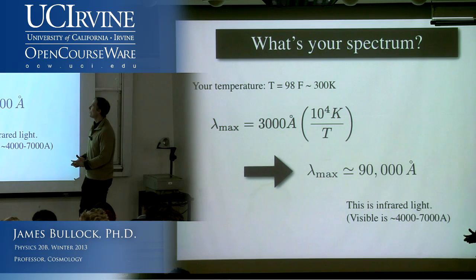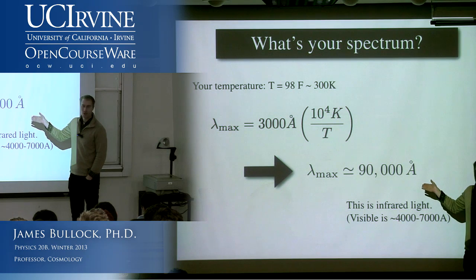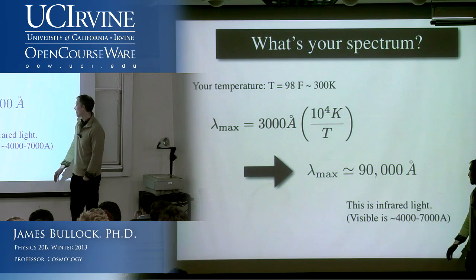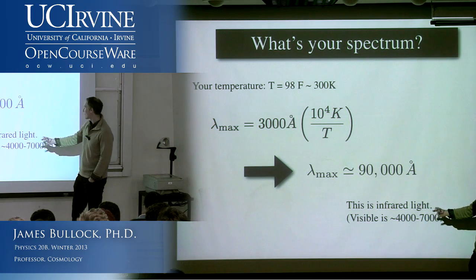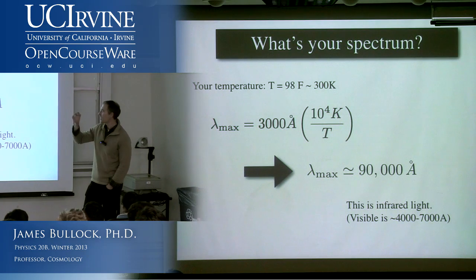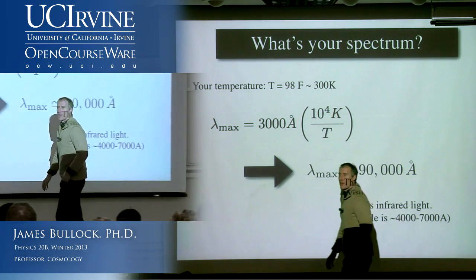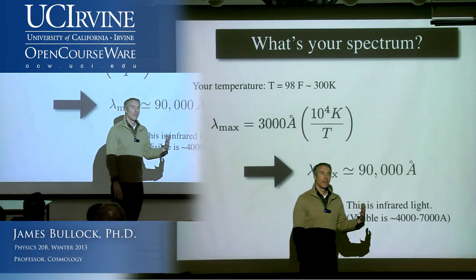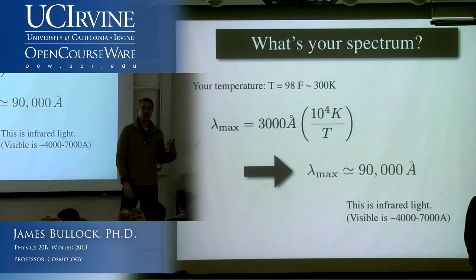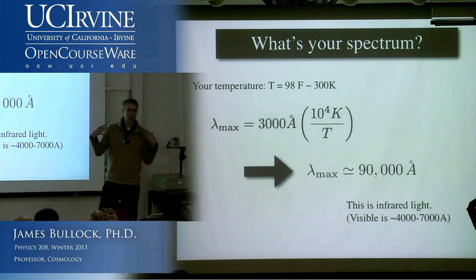Now, if our peak wavelength is coming out right around 90,000 angstroms, that is in the infrared. Okay, that's too long for us to see. We can't see anything longer than about 7,000 or 8,000 angstroms. That's about red light. That's as red as we can see. So this is redder than red. And what is infrared radiation in common language? Heat. It's heat, right? So this is the heat that we're emitting.